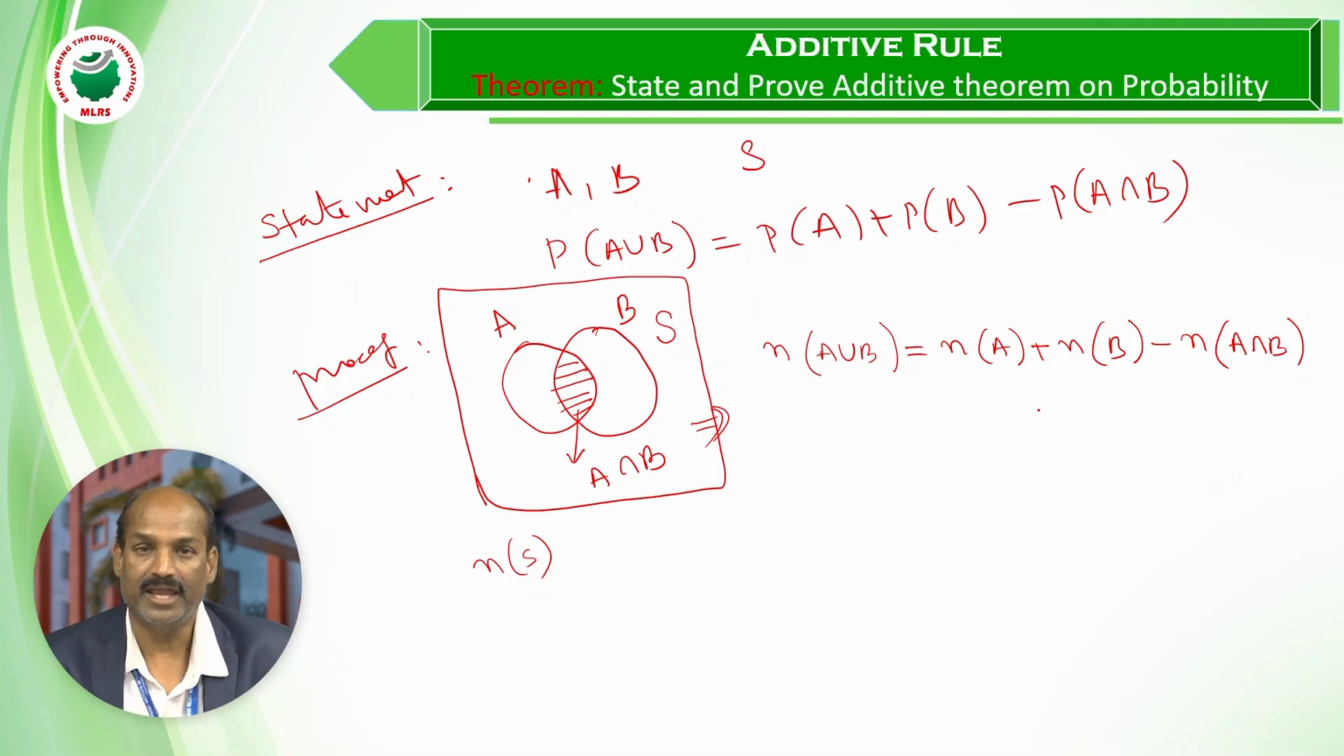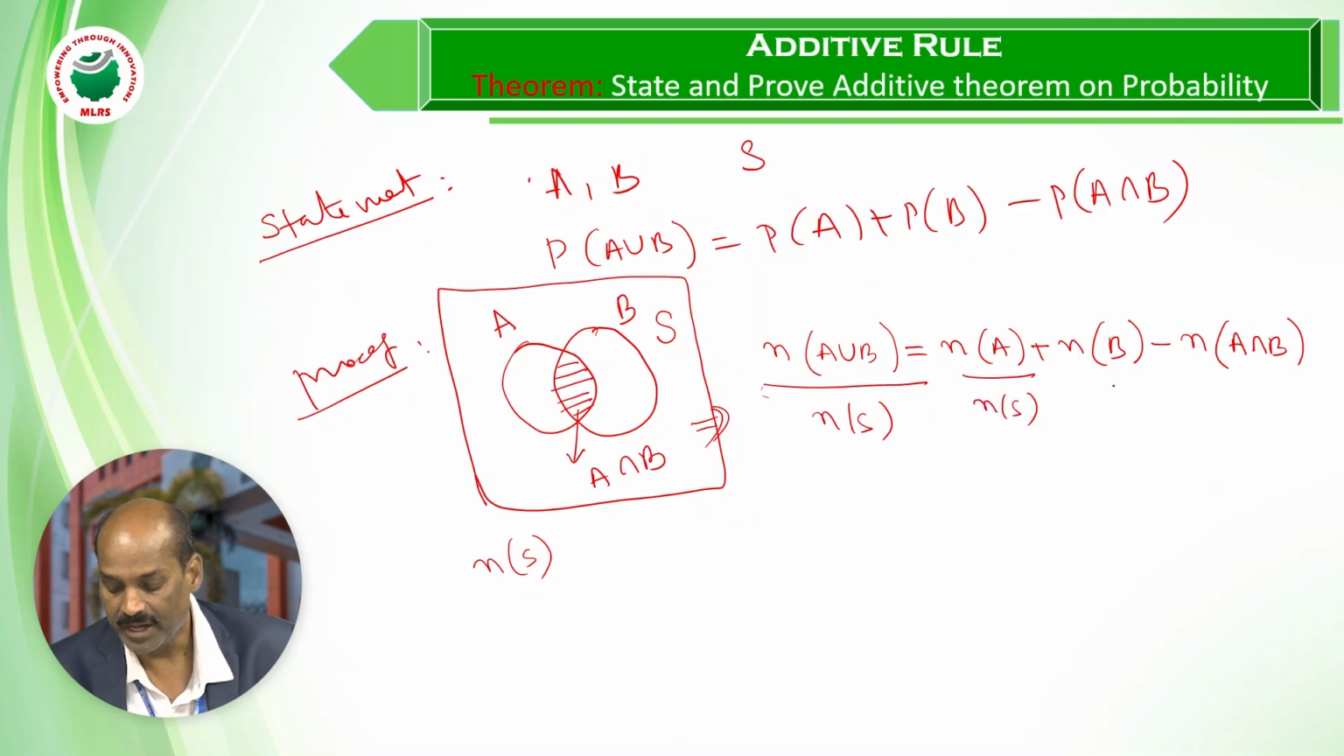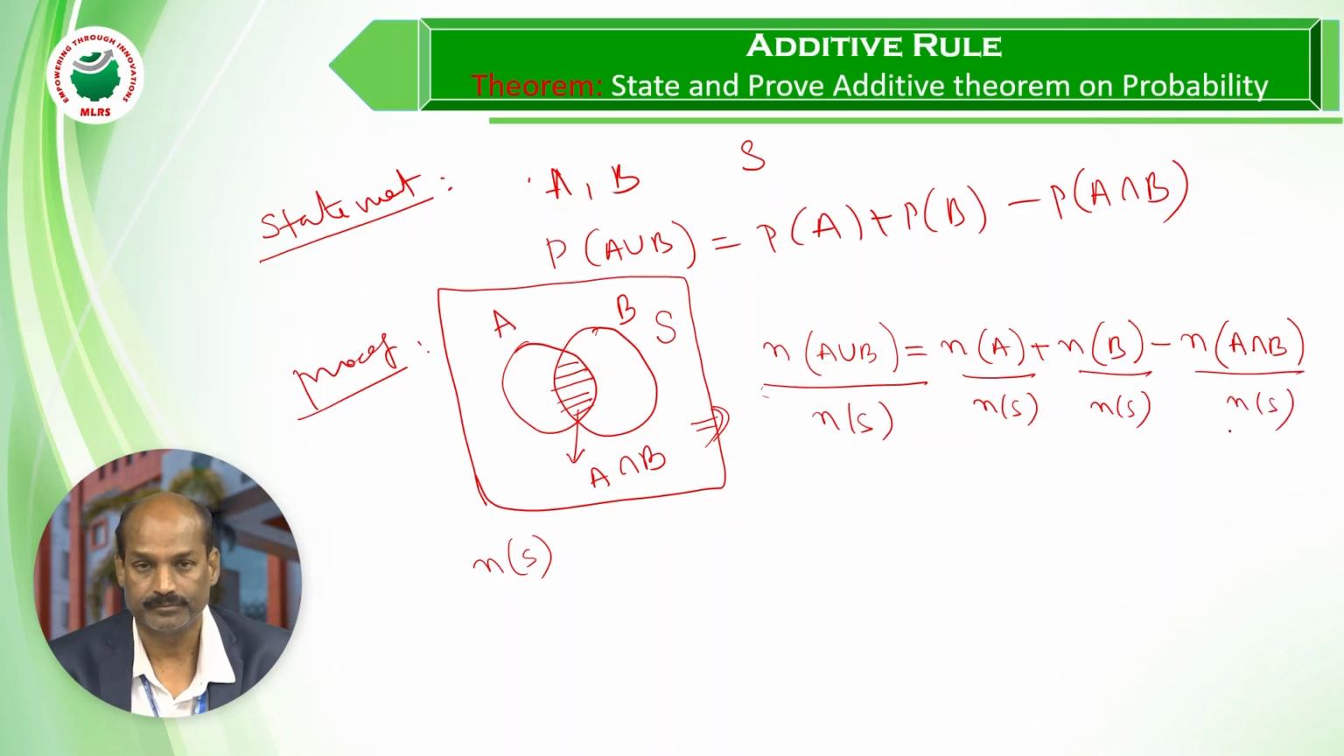Now divide this entire equation by n of S, then I will get like this: n of S, and this by n of S, and this by n of S, and this by n of S. Okay. Now you call it equation 1.